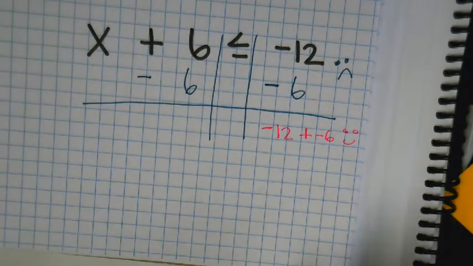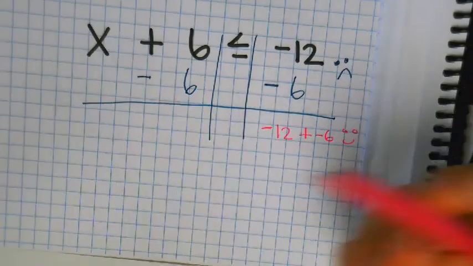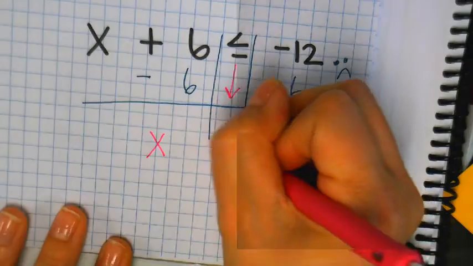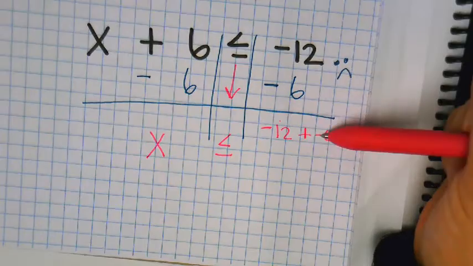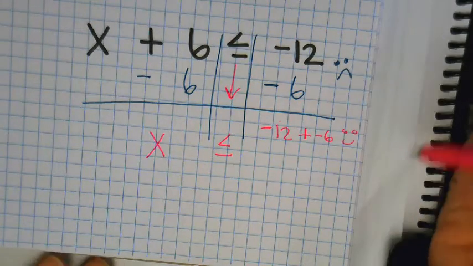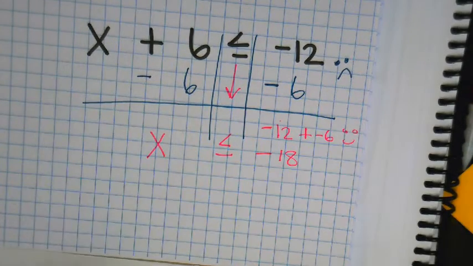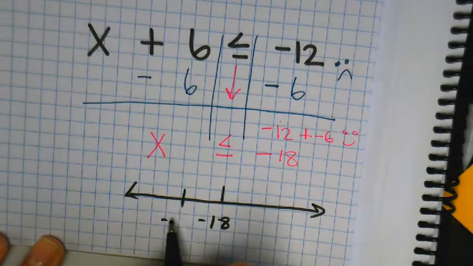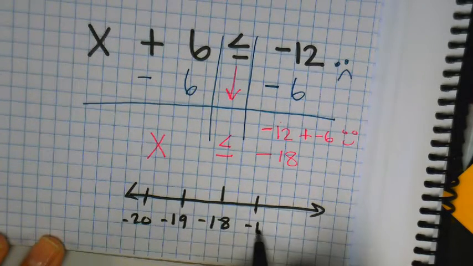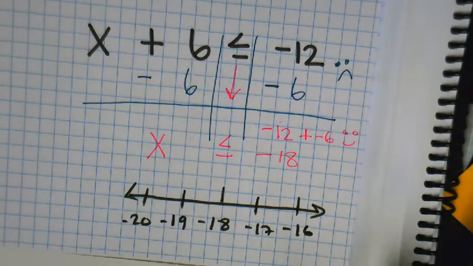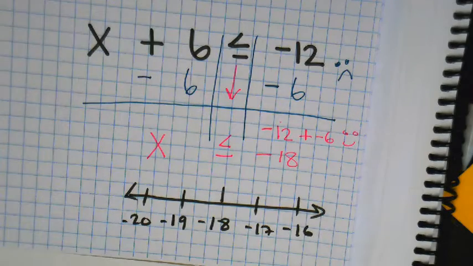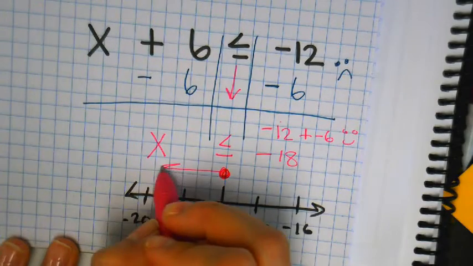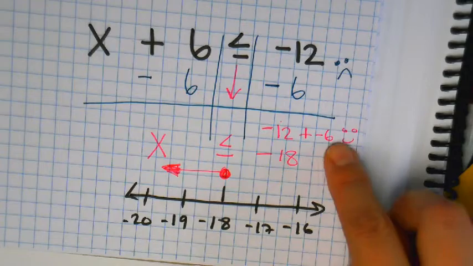Okay, let's focus. So here, 6 minus 6, you get 0. Wonderful. Life is great. x. And then you bring this down, less than or equal to negative 12 plus negative 6. Negative 18. Negative 18, negative 19, negative 20, negative 17, negative 16. Open or closed circle? Closed, and shade to the left. Okay, this is like level 3 with the negatives.